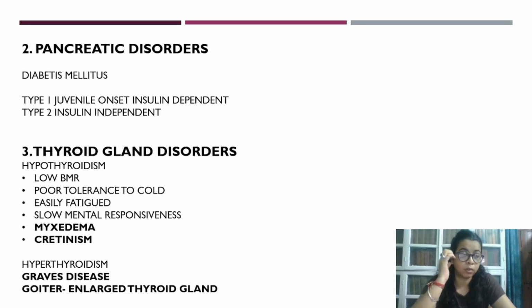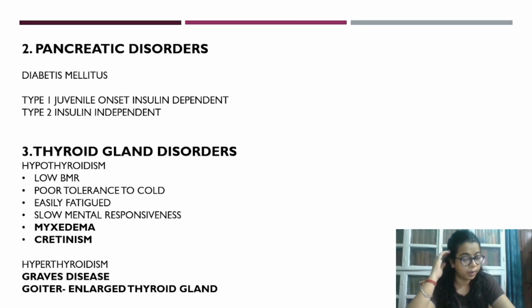Why will this juvenile onset of type 1 happen? If the beta cells are destroyed. Beta cells destroyed means insulin production does not take place at all. Totally, insulin production will not happen in the body. So that's why type 1, juvenile onset or insulin dependent, happens. Insulin dependent means insulin will be given to treat it because of the lack of insulin secretion, as the beta cells are totally destroyed.